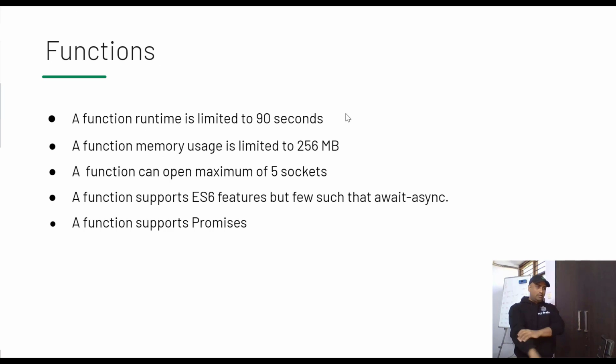These are some characteristics of functions which you need to know: a function's runtime is limited to 90 seconds. A function's memory usage is limited to 256 MB. So if you are making a call to an API in a Realm function, and that API takes more than 90 seconds, the function would get terminated. The function supports ES6 features. A function supports promises.